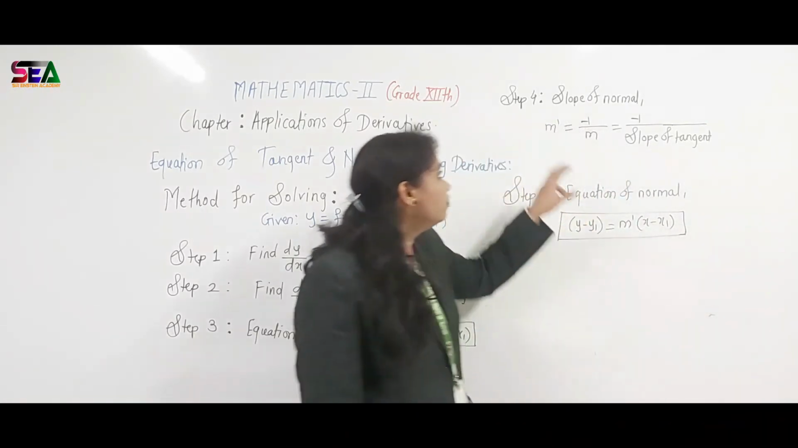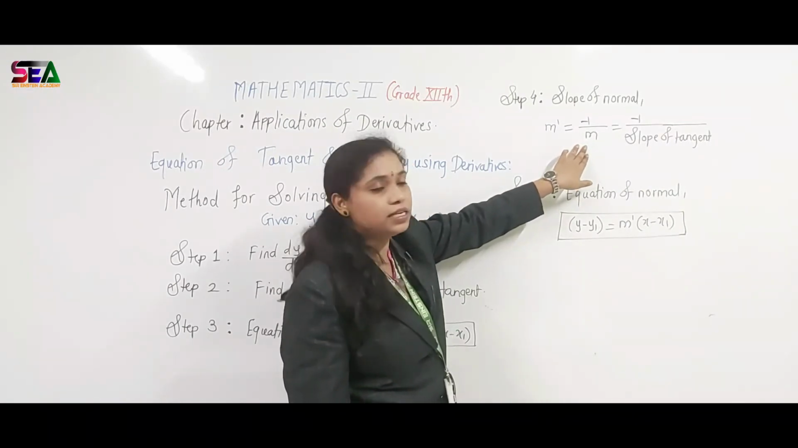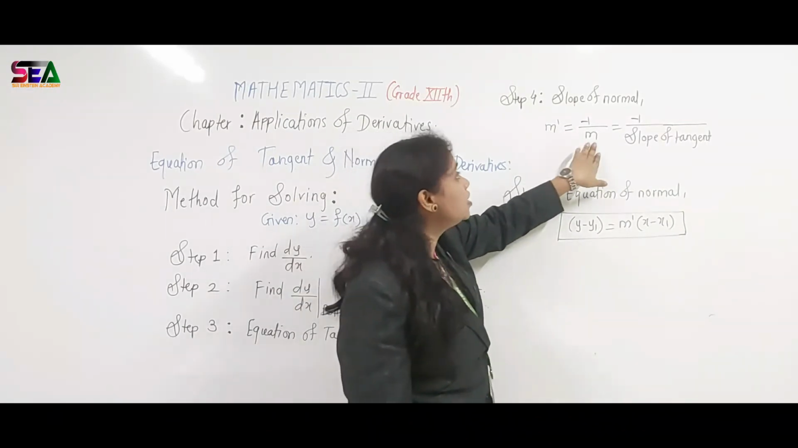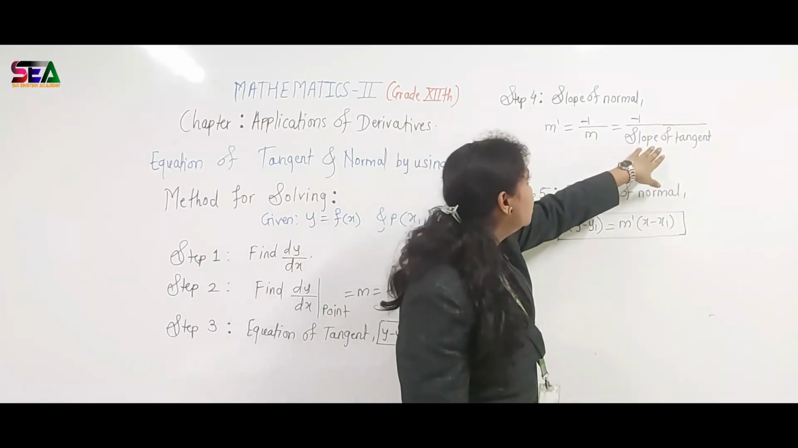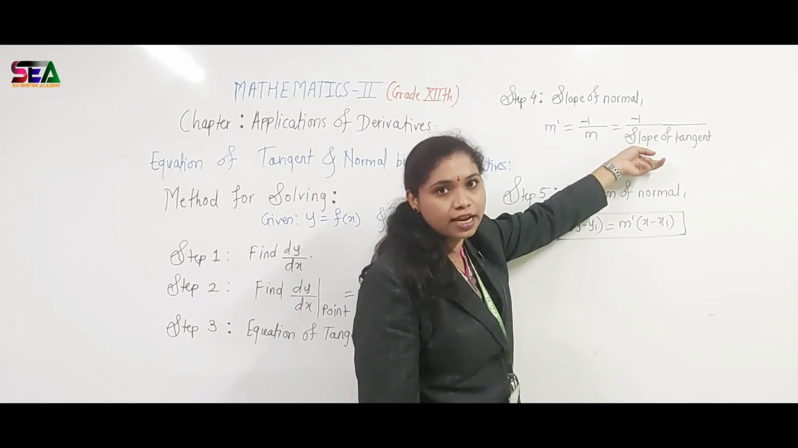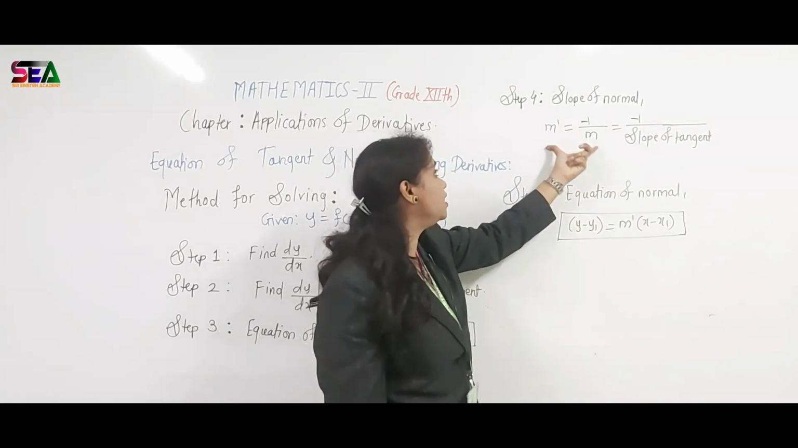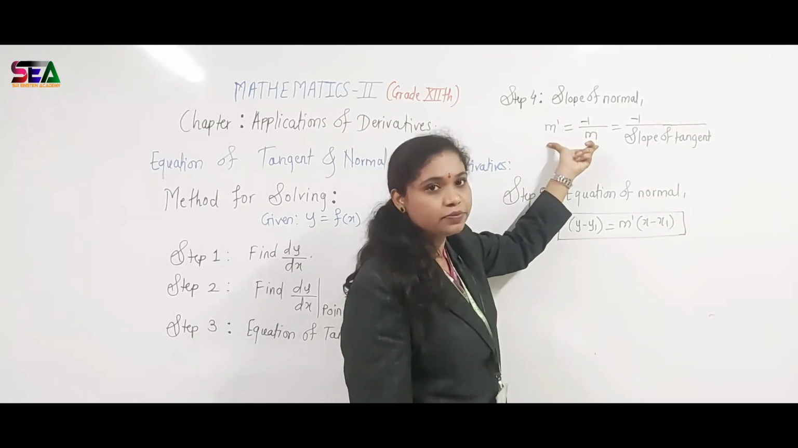In step 4, we have to calculate the slope of the normal, that is m dash is equal to minus 1 by m, where m is the slope of the tangent. Why is it so? Because normal and tangent are two perpendicular lines, and we represent the slope of perpendicular lines as m dash is equal to minus 1 by m.